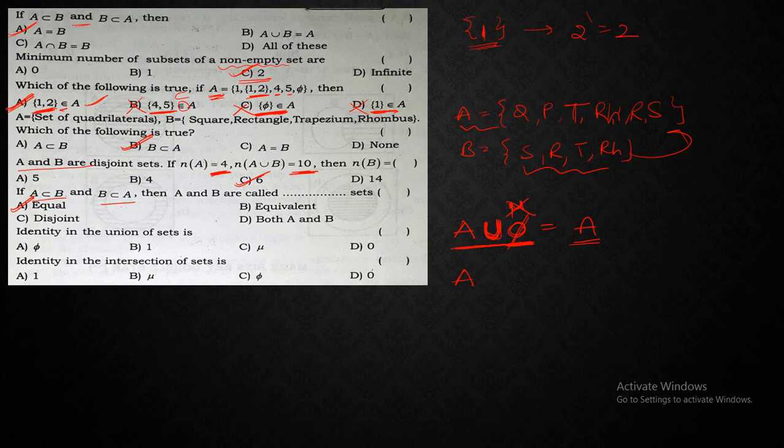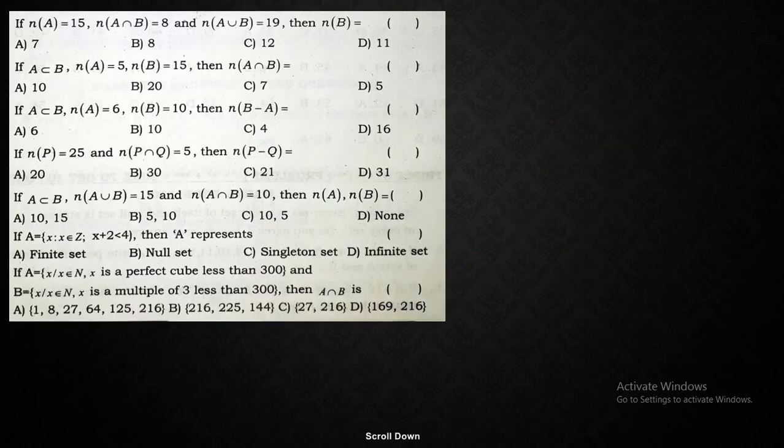The same way, A intersection what is equal to A again? It gives me mu. So from this, for intersection it is mu, for union it is phi. For union it is phi, for intersection it is mu, right? Next, moving on to some more questions.